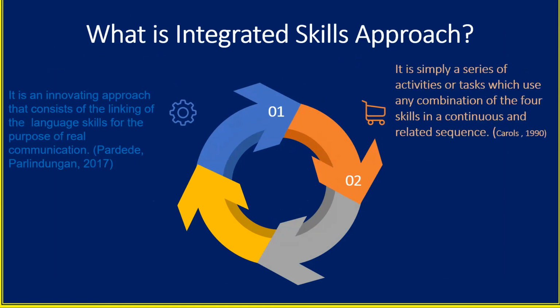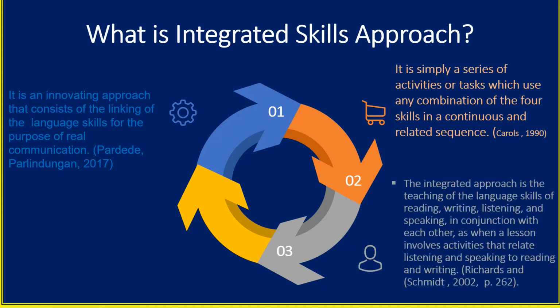It's simply a series of activities or tasks which use any combination of the 4 skills in a continuous and related sequence. Again, I think that's not that clear. Let's move to the third definition that would make it much clearer. The integrated approach is the teaching of the language skills of reading, writing, listening, and speaking in conjunction with each other, as when a lesson involves activities that relate listening and speaking to reading and writing.